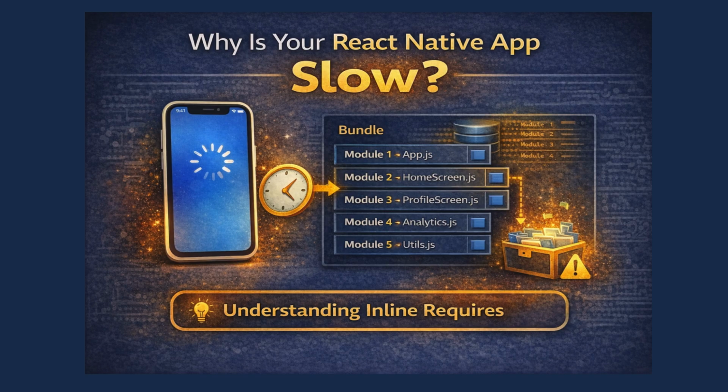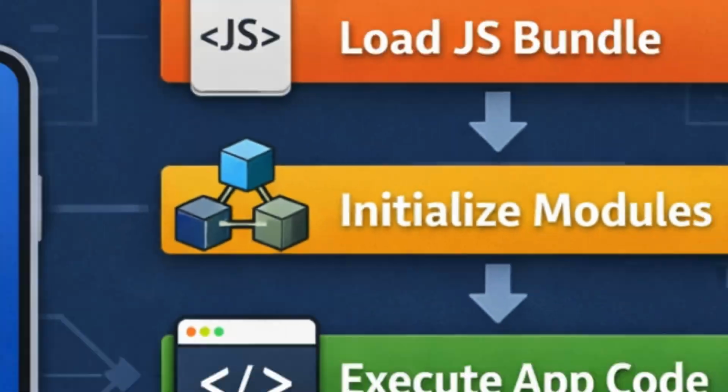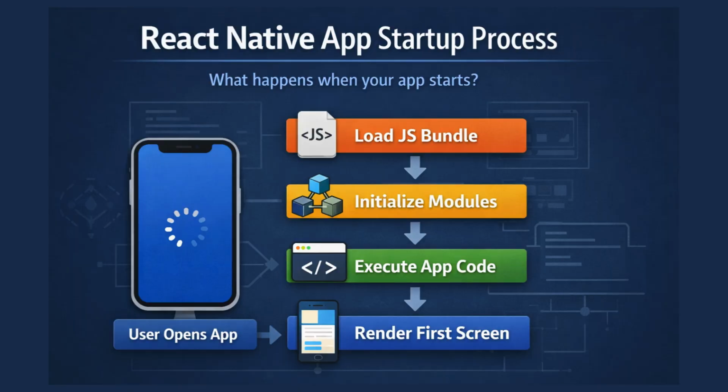The answer often hides inside how React Native loads JS modules. And today we are going to break down one of the most important performance features in React Native, that is inline requires. To understand inline requires, we first need to understand what happens when a React Native app starts. React Native is not just rendering UI. Behind the scenes, the JS engine must first load the JavaScript bundle, initialize modules, execute startup code, and render the first screen. All of this happens before the user sees the UI.